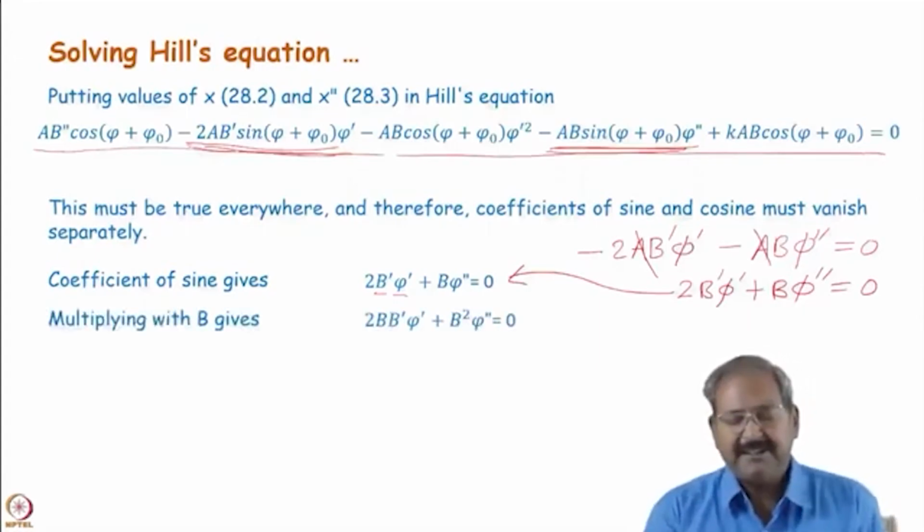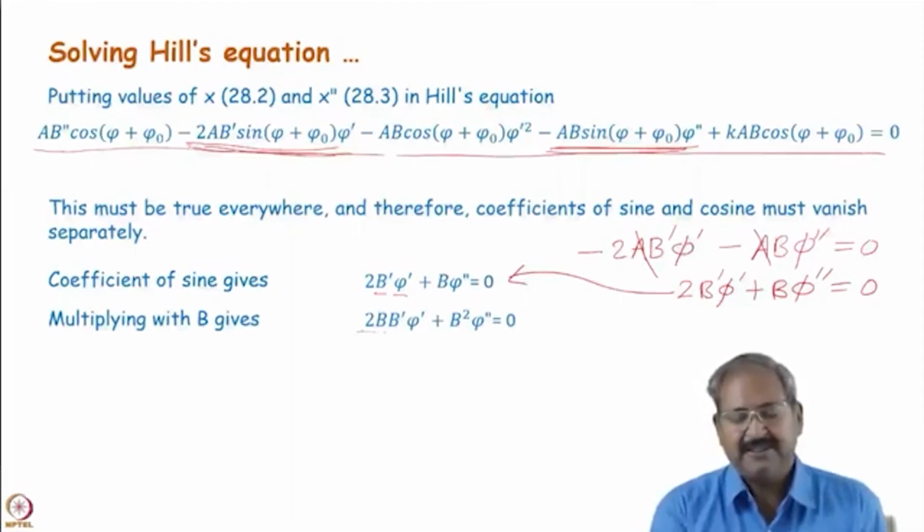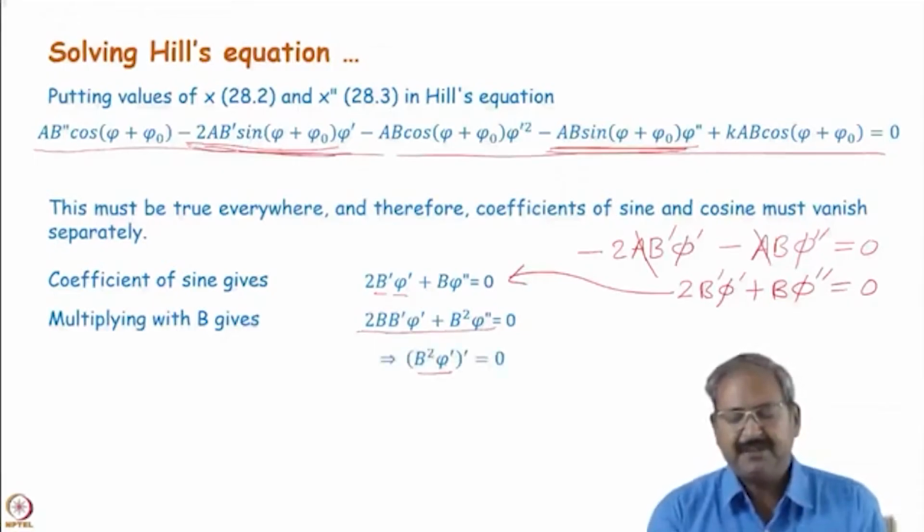If we multiply this equation again with b, it becomes a perfect differential. Now you can see that this is a perfect differential of b square phi prime. If you differentiate it, you will get 2b prime phi prime plus b square phi double prime, which is the above equation. So now the differentiation of b square phi prime is 0.